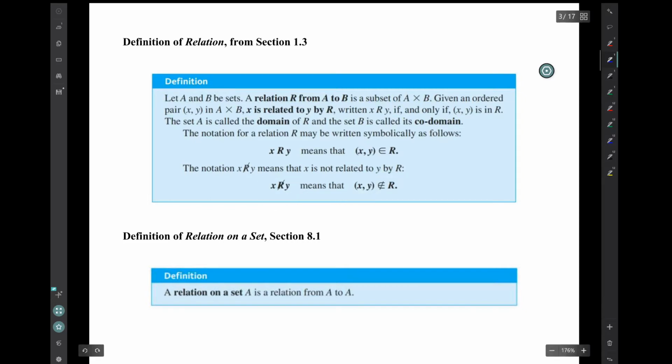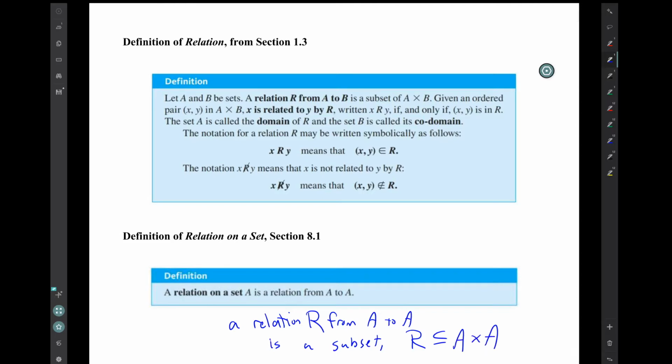Now today we're going to be talking about relations on a set. That means a relation from set A to itself. So in other words, it's a subset of A cross A. So a relation R from a set A to A is a subset of A cross A.